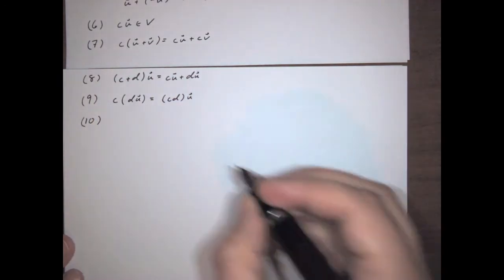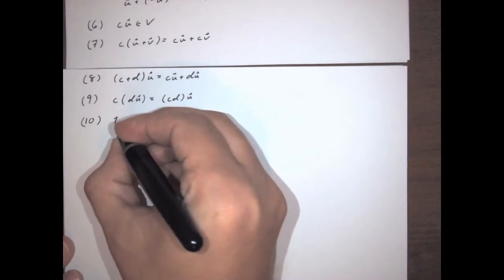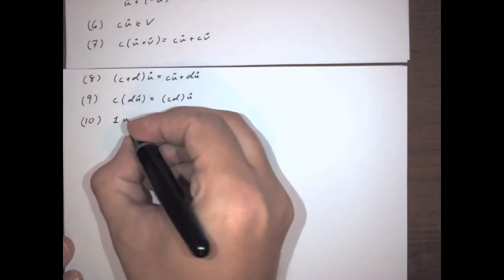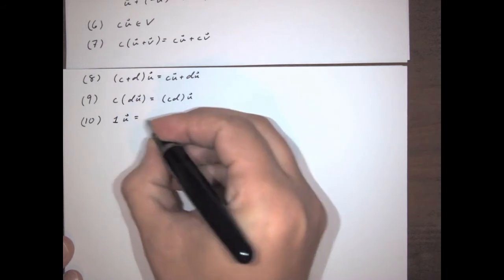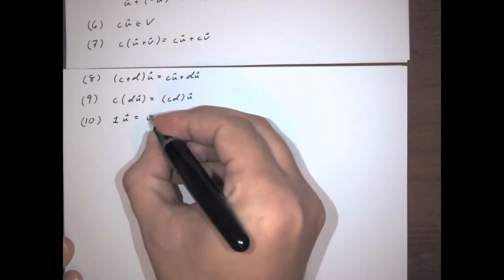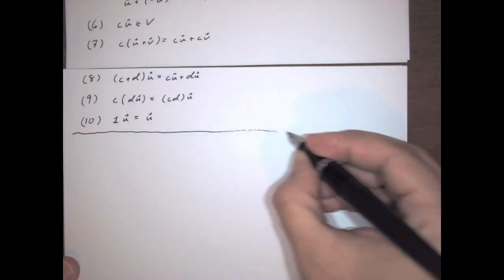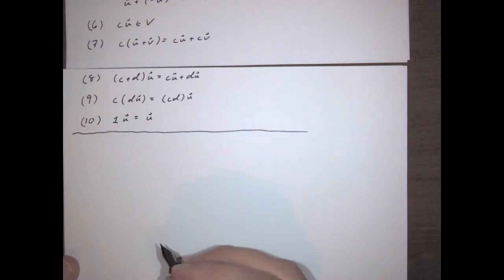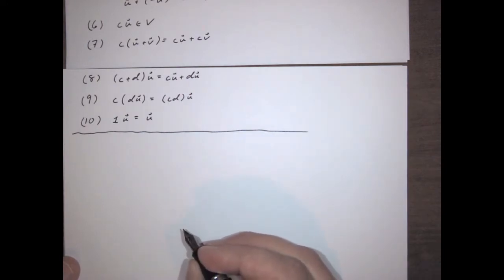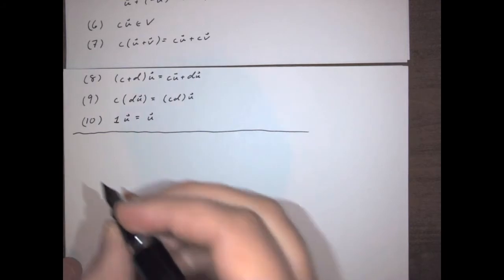And then also it has to be the case that if you do a scalar multiplication by 1, it ought to accomplish precisely nothing. Multiplying by 1 should not ever change your vector. That's the whole point of 1 as far as multiplication goes. It is the multiplicative identity.